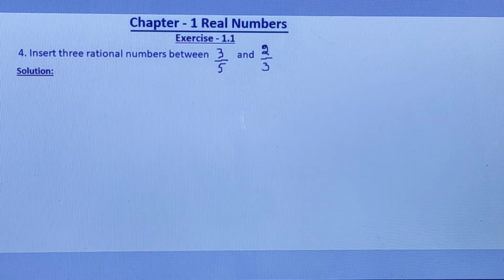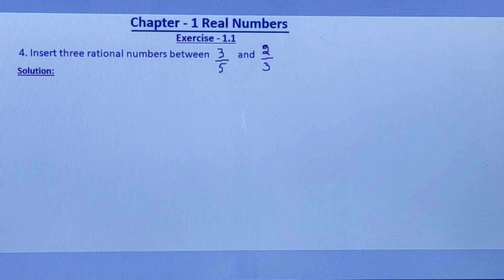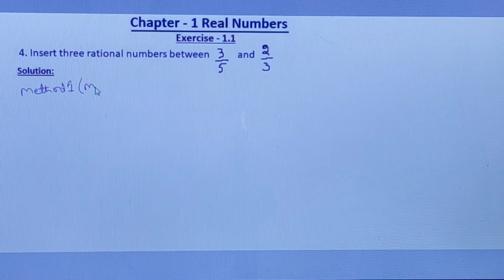Question 4. Insert 3 rational numbers between 3 by 5 and 2 by 3. This question also I am going to solve using both the methods, that is mean method and single step method. Please remember that in the examination, unless otherwise specified, you can use only one method, any one of the methods, whichever is convenient to you. Solution to this, method 1. Mean method.